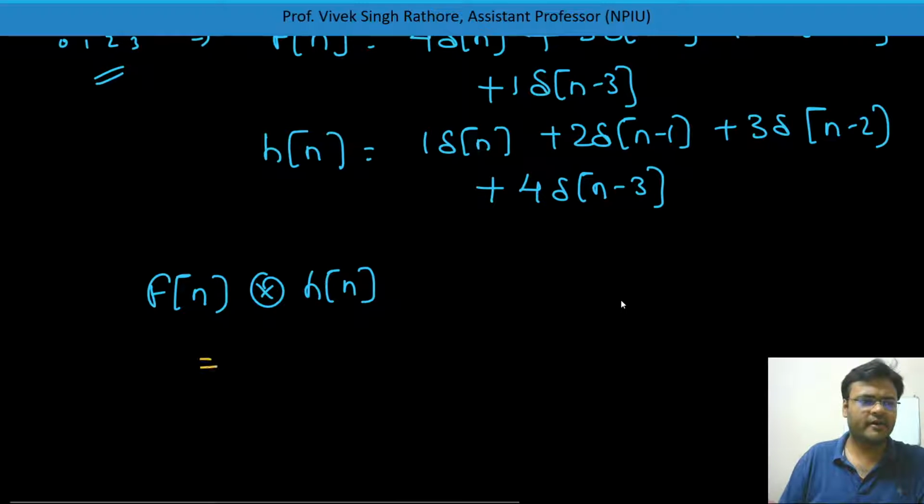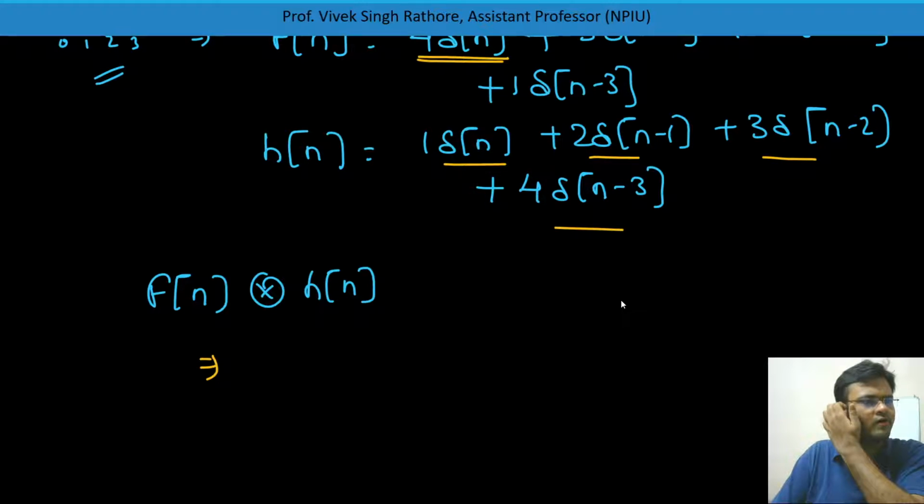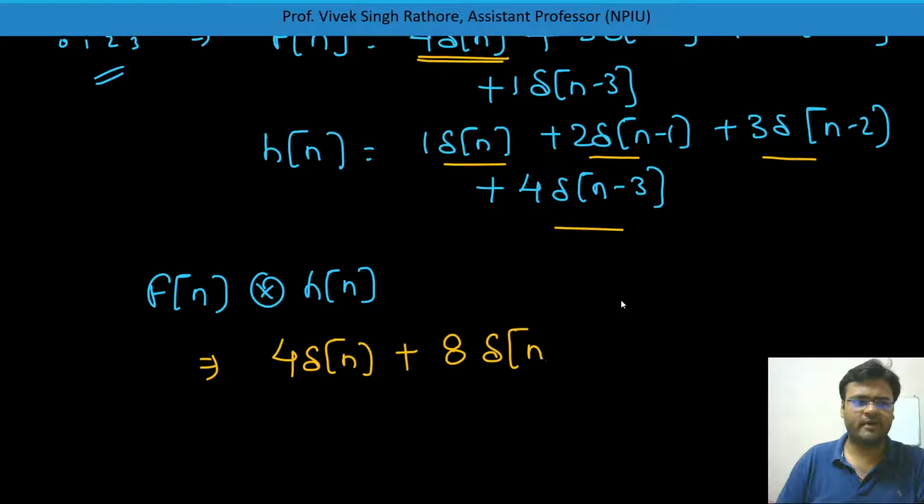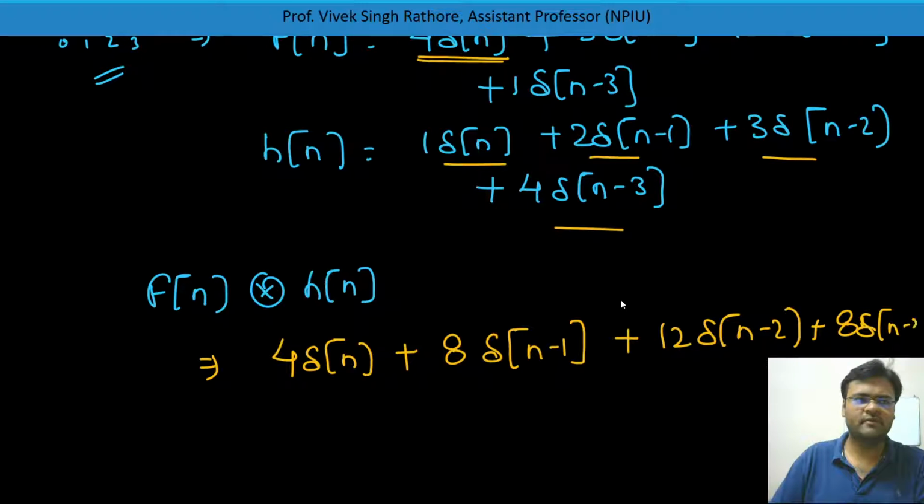So let's do it. First we'll multiply 4 with every signal. 4 delta n convolved with delta n gives 4 of delta n only. Next, 4 of delta n with 2 delta n minus 1: 4 twos are 8, so 8 delta n minus 1 will come. Plus 4 threes are 12, so 12 delta n minus 2, and plus 4 fours are 16, so 16 delta n minus 3 will come. Now you'll understand here. From here I'll take this value, and I'll add here 3 into 1, which is 3 delta n minus 1.